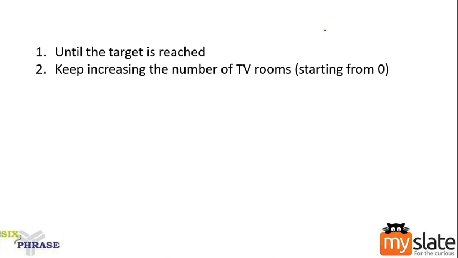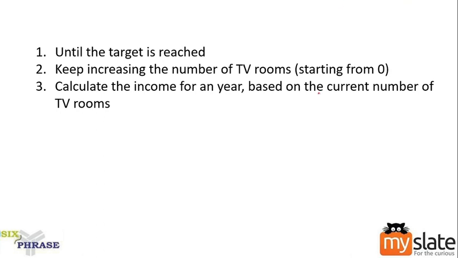So what should you do? When I have one TV, what will be my total income, as in for the entire year? When I showed you the example, I showed it for one day. Just like we worked for one day, we are going to work for the entire year. When zero TVs are there, what is the income for the entire year? When one TV is present, what is the income for the entire year? So you are going to calculate income for a year based on the number of TVs.